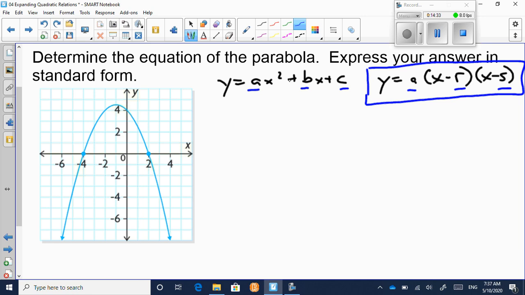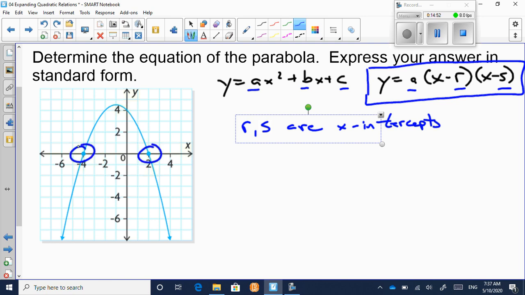So first of all, when you look at the graph, this r and s, the r and the s are the x-intercepts. So, you know, those are really important here. So I look over at my graph and I can see that I've got an x-intercept at -4 and at 2. So look at this. I know that my r is equal to -4, and I know my s is equal to 2. That's kind of cool.